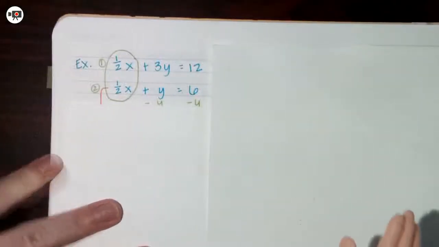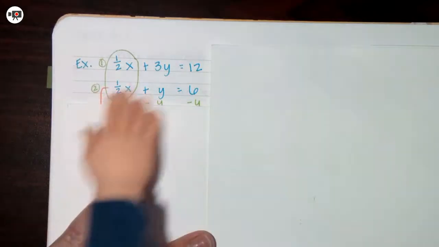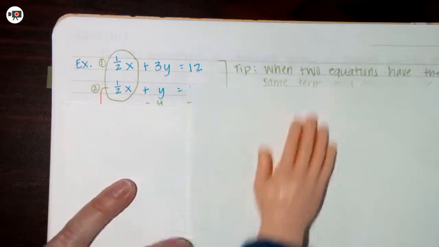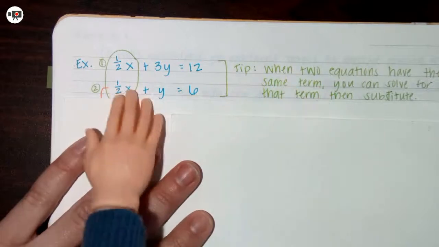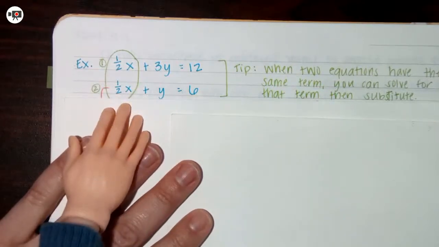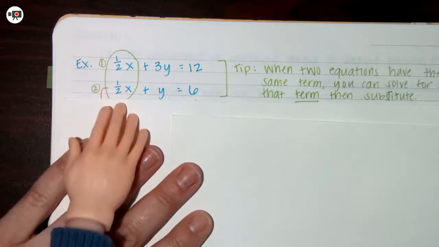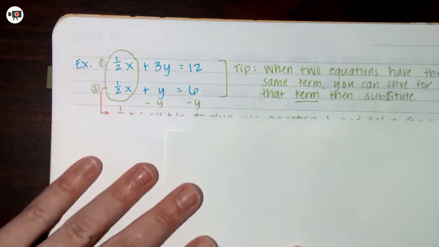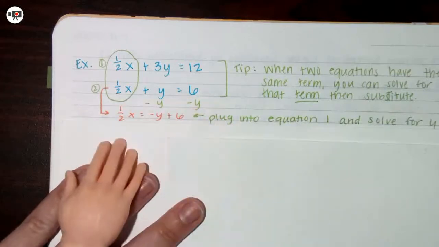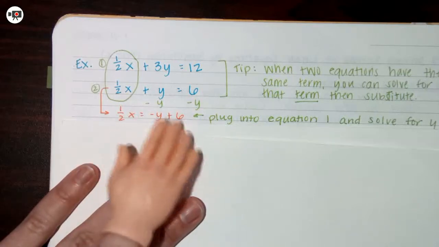Now in this equation, I have 1/2 x plus 3y equals 12 and 1/2 x plus y equals 6. These both have a 1/2 x. So when you have two equations that have the same term, meaning these both have a 1/2 x, you can solve for that term and then substitute. So you can solve for a term instead of solving for just x or just y. So if I solve equation 2 for 1/2 x, I subtract y on each side, and I get 1/2 x equals negative y plus 6.